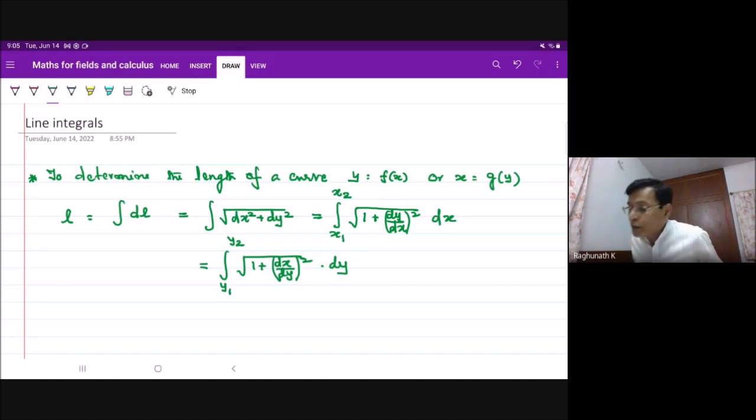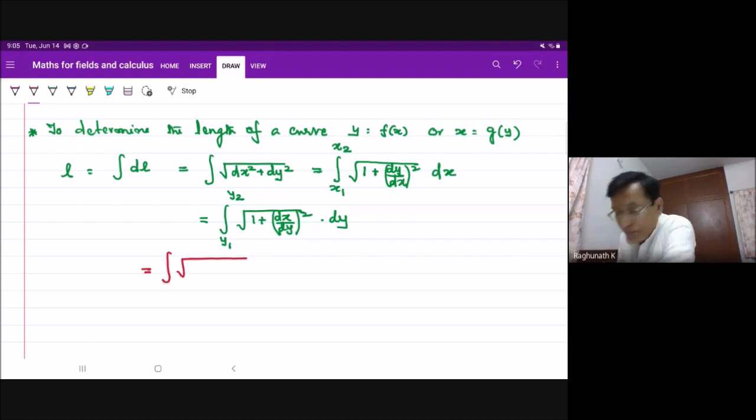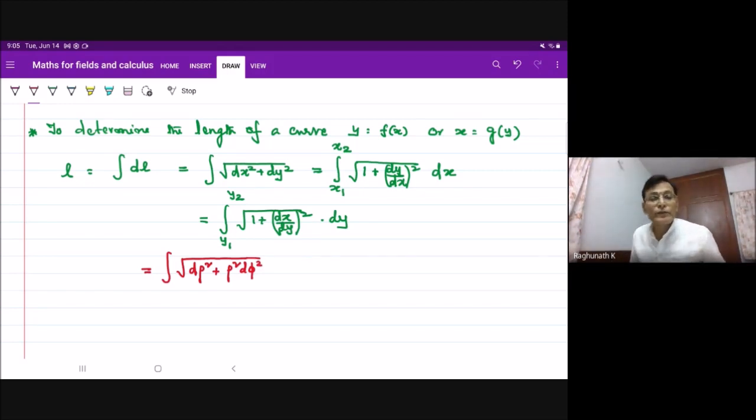If it is in the Cartesian coordinate system, the other coordinate system that I would like to put is what? Circular coordinate system. The same thing is equal to integral root of d rho squared plus rho squared d phi squared under root. You know why this is coming also: dl bar is equal to d rho a rho plus rho d phi a phi.